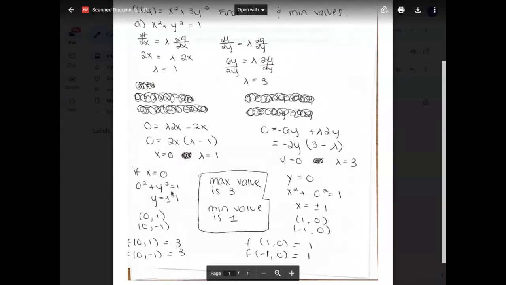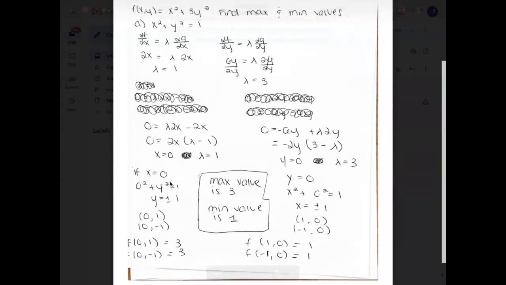So if x is equal to 0 and then plugging that into our constraint, then y is equal to positive or negative 1. So you have 0, 1 and 0, negative 1. And plugging that into our f, you get that for both of them 3. And then if y is 0, then we get x is either positive or negative 1. So our points would be 1, 0, and negative 1, 0. And then plugging that into f, we get 1, 1. So for part A, the max value would be 3 and the min value would be 1.